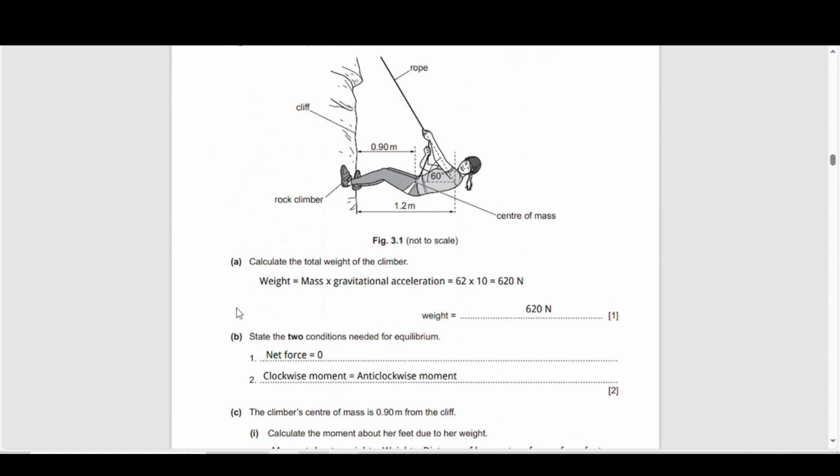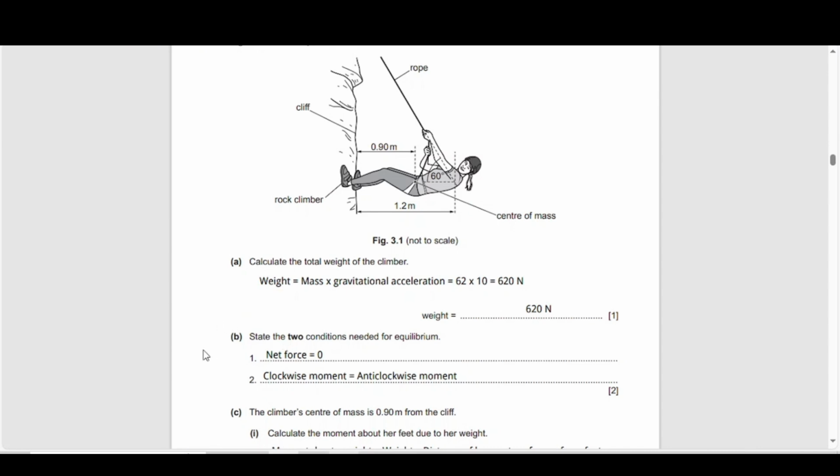State the two conditions needed for equilibrium. First is that the net force is zero. We've seen a lot of examples in paper 2 where we have a number of different forces acting. If the forces cancel each other out, then there's a net force of zero, which means the object is in equilibrium. It's not going to move up and down, left and right. We usually don't consider the third dimension when solving these papers, but again, an object cannot be in equilibrium if it does move top to bottom as well.